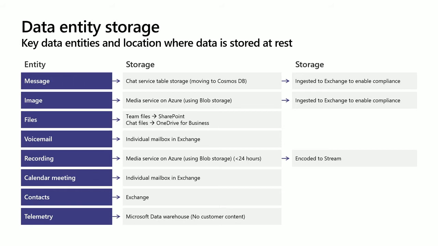And there are two different scenarios here. If you have a one-on-one chat or a group chat, then we journal a copy of that chat into the mailboxes of the individual people who are part of that chat. Then if you chat in a channel, we keep a copy of that chat in the mailbox of the Office 365 group that is attached to that team.